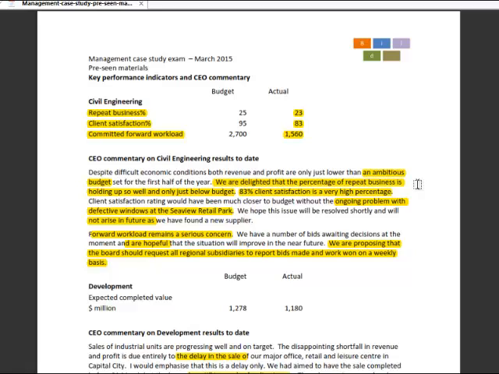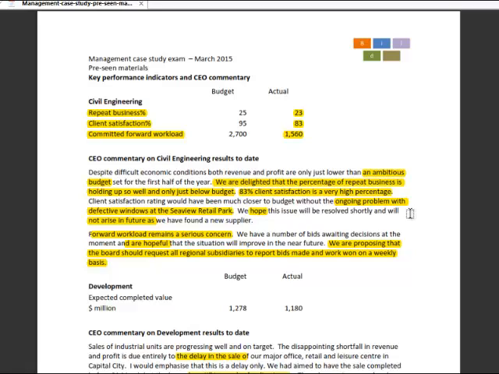"83% client satisfaction is a very high percentage." It may well be, but what is it for other people? But it's falling. That's the main thing. "Satisfaction rating would have been much closer to budget without the ongoing problem with defective windows. We hope..." again, this word hope, never put that in a report. "We expect this issue will be resolved shortly and will not arise in the future as we've found a new supplier." Okay, so the new supplier is going to provide things ongoing, but what about all of the other projects that have been completed that might have the same windows? Again, a bit of a head in the sand.